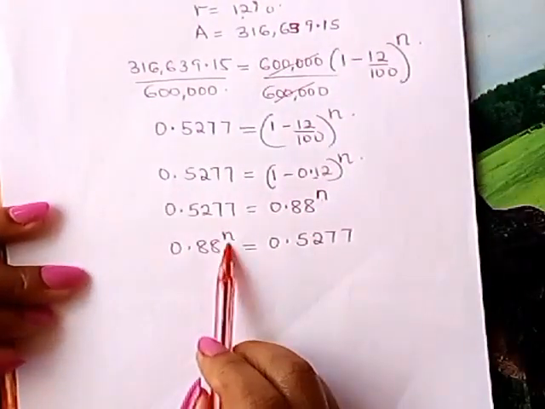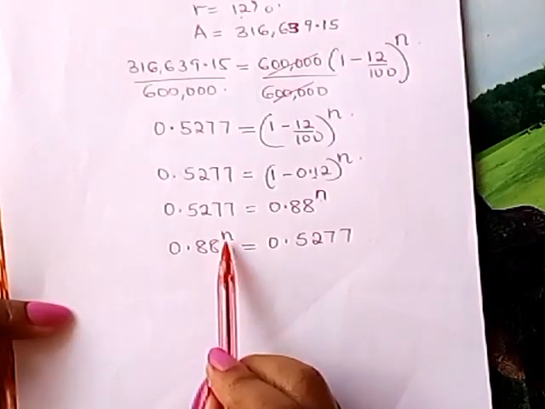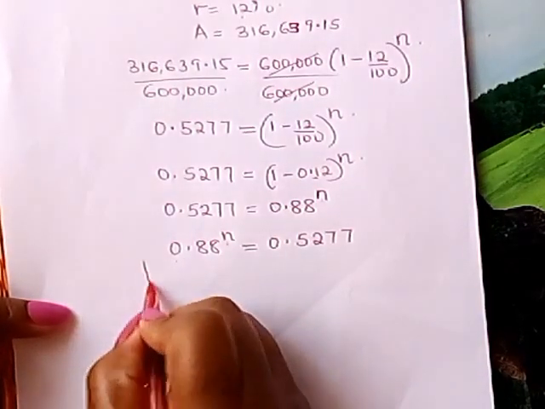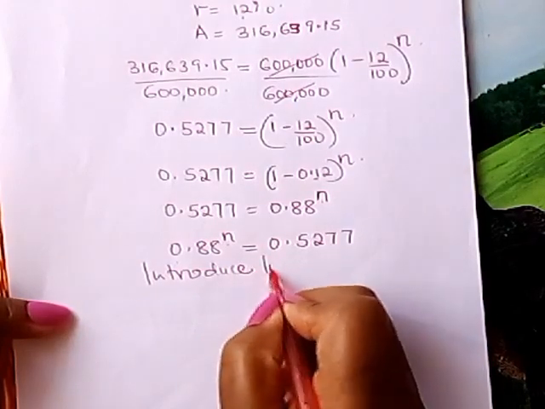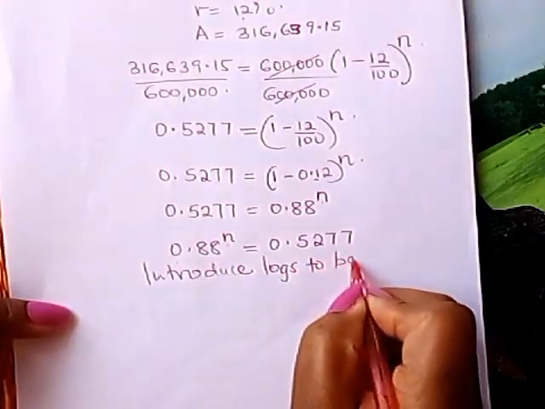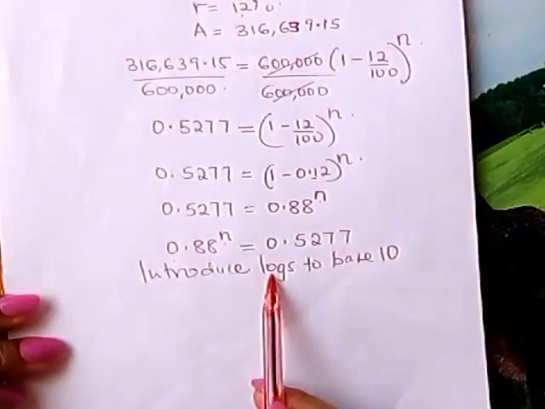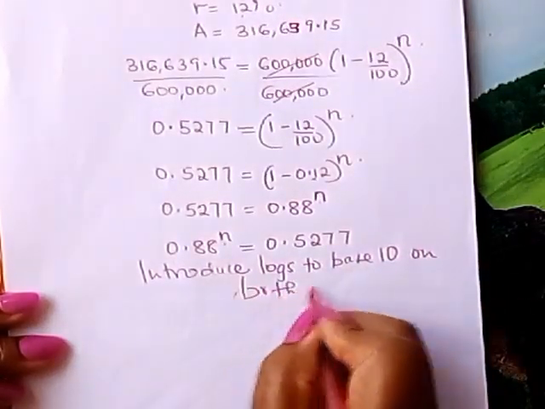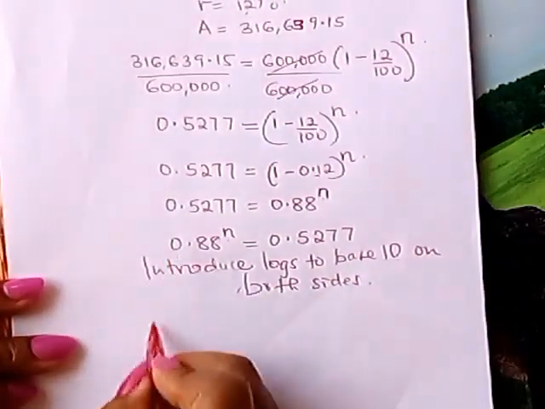So learner, we want N. How do we find N? And this is where the majority of the students go wrong. So we should be very careful. How do we find N? You know when it is a power, how do you find it? The formula is to introduce logs to base 10 on both sides, learner. Introduce logs to base 10 on both sides.